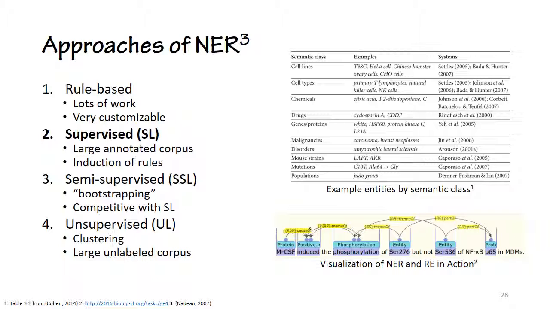So these are some examples of the entities in the first graphic. And there's a visual relationship of the extraction at the bottom. The purple is the entities, and the yellow is the relationship between them.